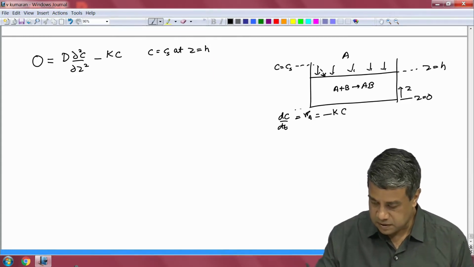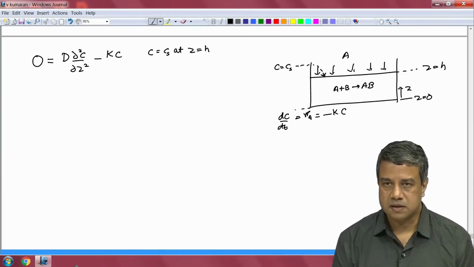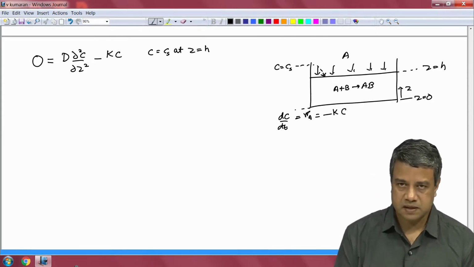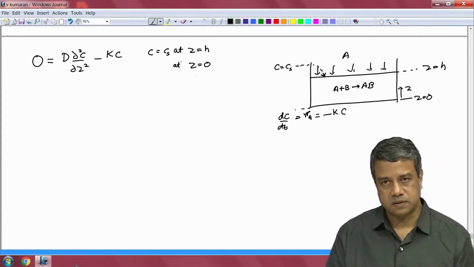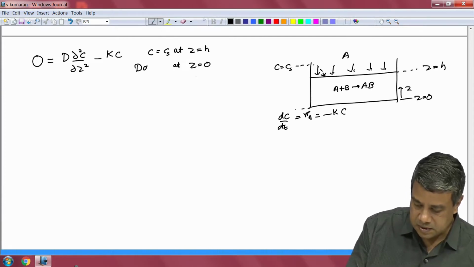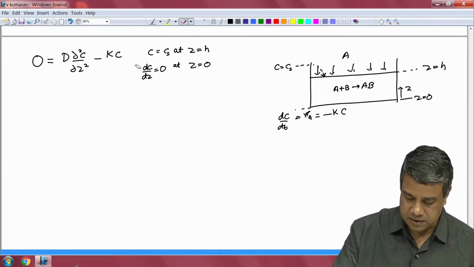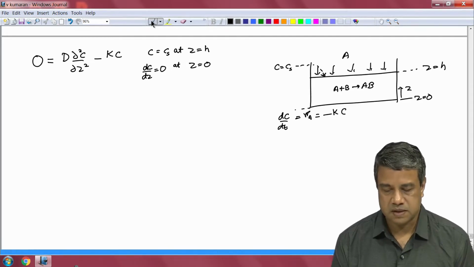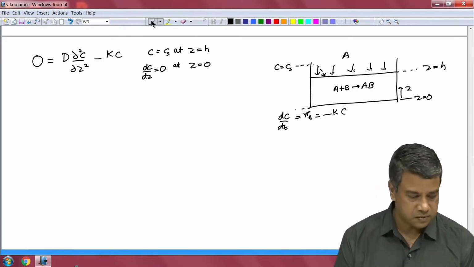And at the bottom surface, we assume that it is an impenetrable surface. There is no flux of mass going across the surface. Therefore, at Z is equal to 0, the flux has to be 0. That is D times dC by dZ is equal to 0. And since D is a finite number, it implies that the gradient of the concentration, the spatial variation of the concentration, has to be 0 at the bottom surface. So, this equation has to be solved subject to these two boundary conditions.